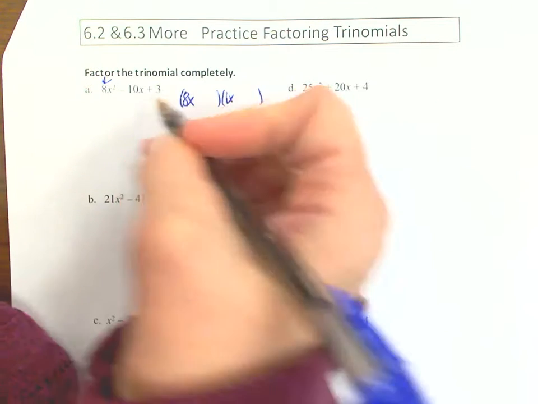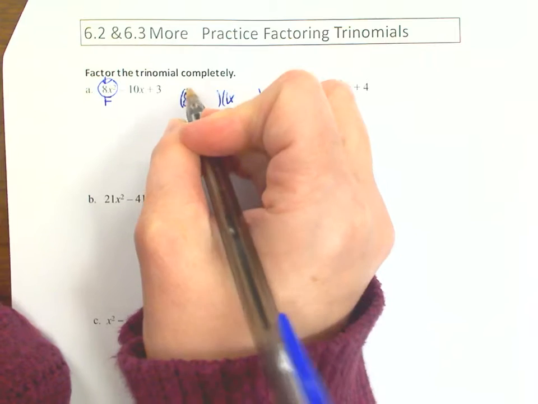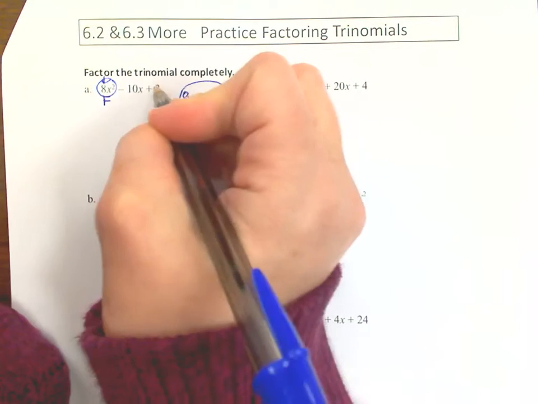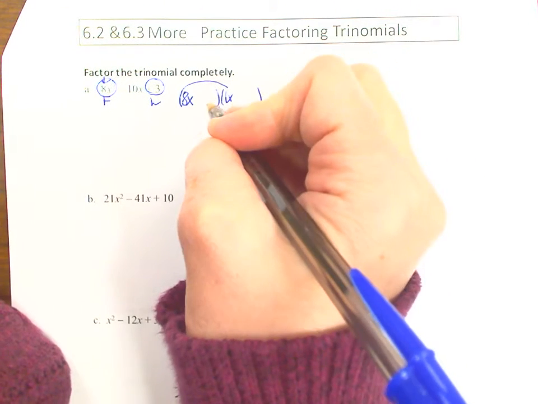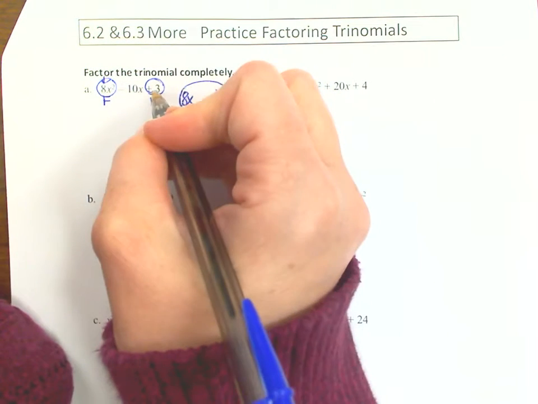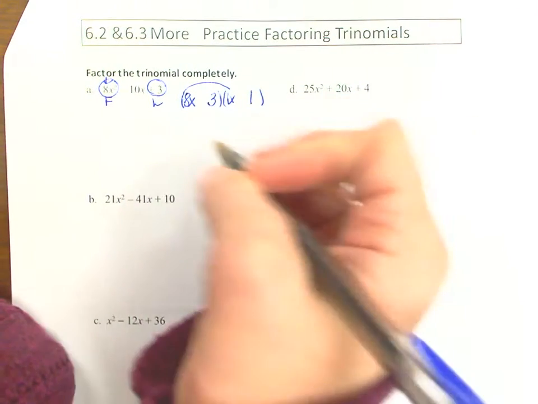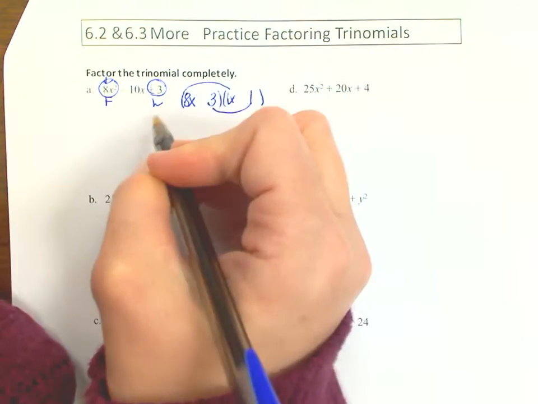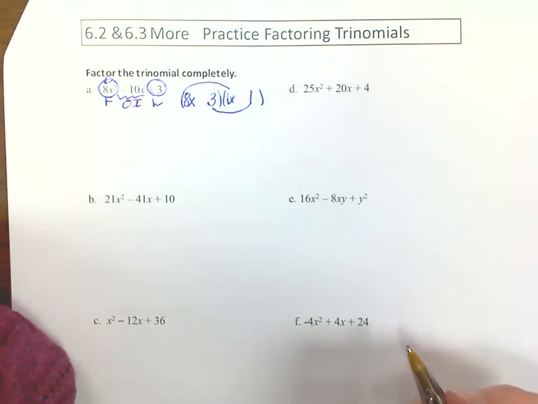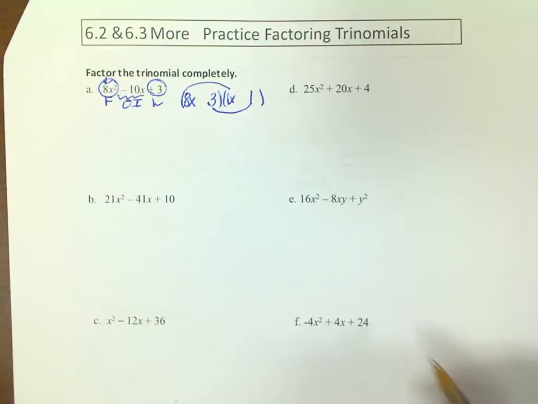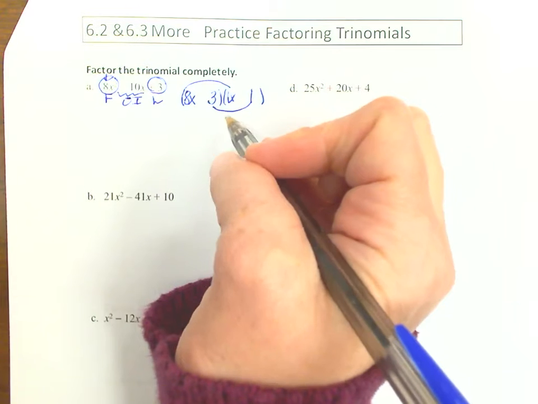And also, remember I told you that this 8x squared comes from the FOIL, doing the first times first, and this positive 3 at the end is going to come from the L in FOIL, which will be our last times last. The only factors of 3 are 3 and 1, so we can try out a 3 and a 1 right here, and there's our last times last. And remember, this negative 10x comes from the O and the I in the FOIL being combined together. So we're going to try 8x and 1x, and then 3 and 1.